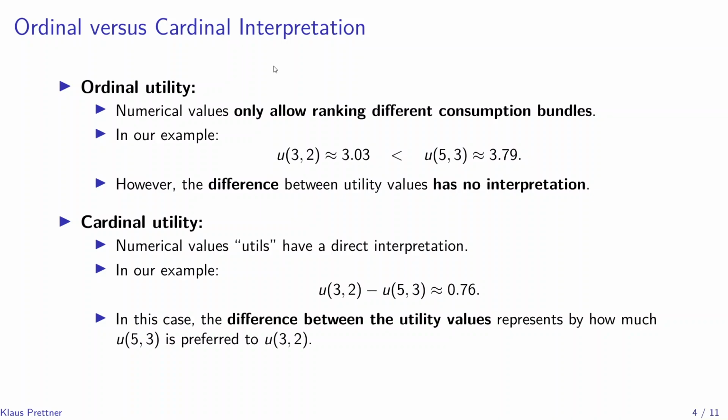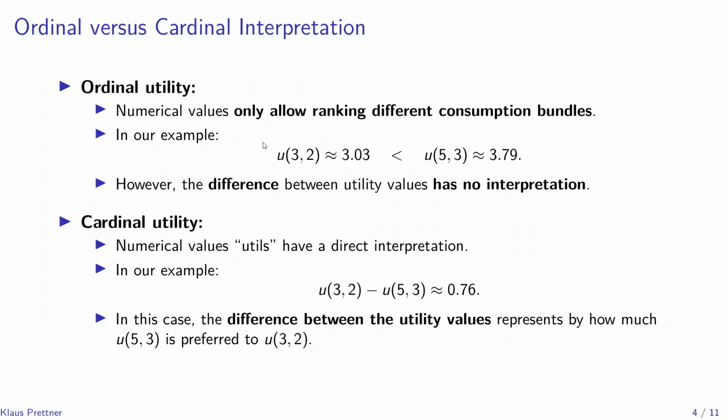It is important to mention at this point that there are two different interpretations of utility. The first one being ordinal utility, which means that we can only rank different consumption bundles with a utility function, but we cannot tell anything about how much one of the bundles is preferred to the other.